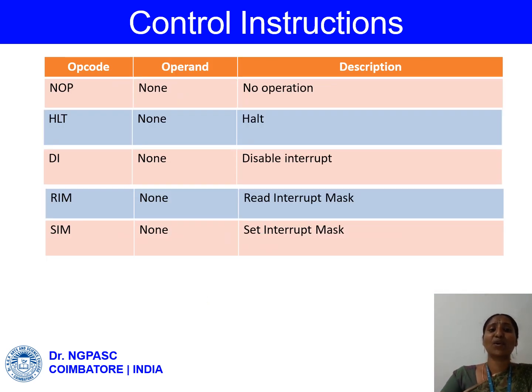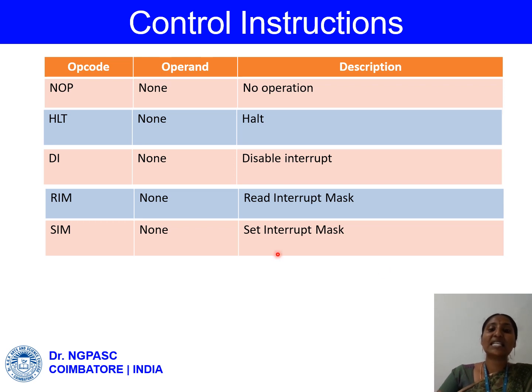The final one is control instructions. Control instructions have full control over the program. NOP is the no operation instruction. HLT is halt. Wherever we put an NOP or HLT instruction, the program is stopped there. So when we write a microprocessor program, we write an HLT at the end. After that, the microprocessor does not execute the program.